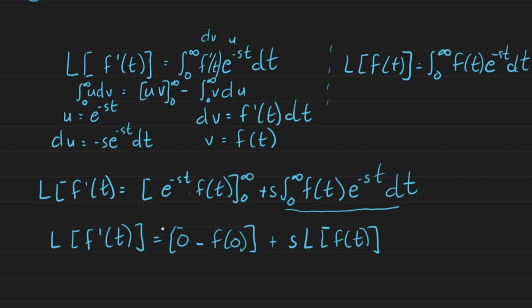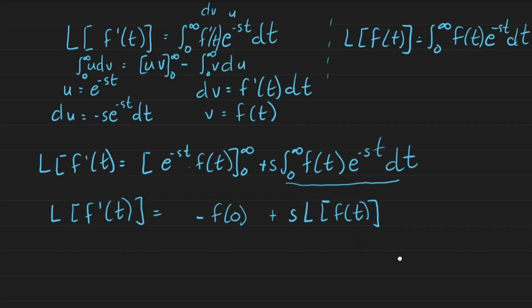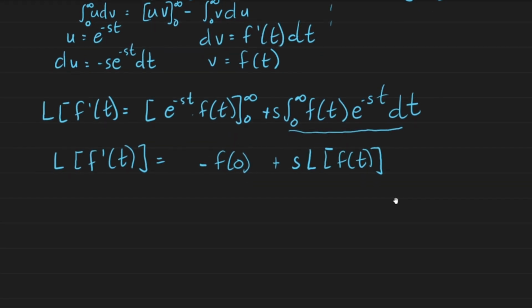So what this means is that we can remove this 0. So the Laplace transform of the derivative is just minus f naught, the function where t is equal to 0, plus s times the Laplace transform of that function. This is a significant piece of information, and we can even use this to get the second derivative.